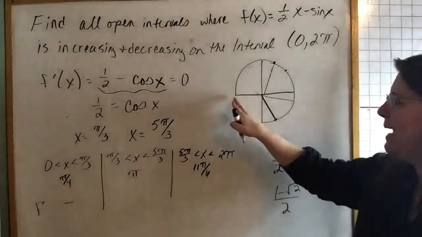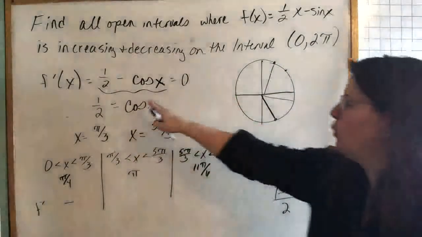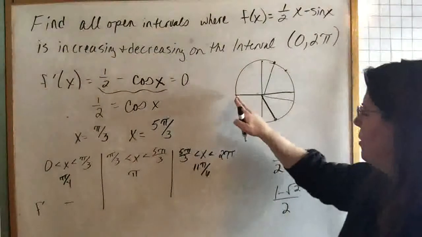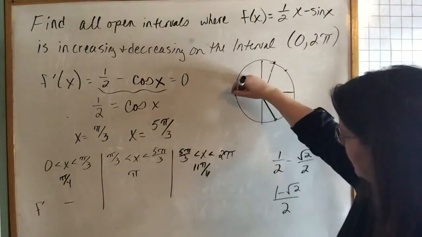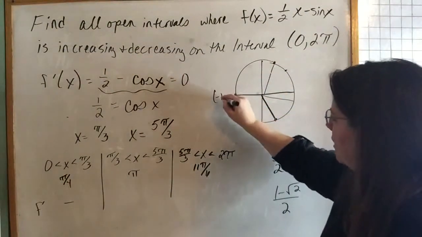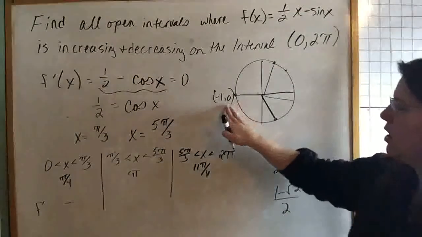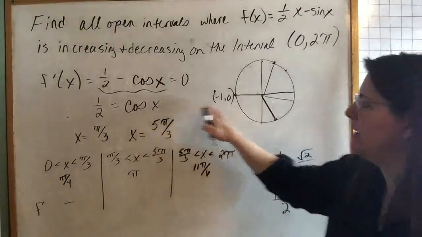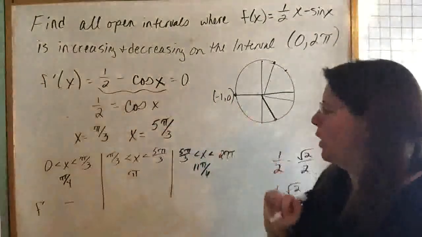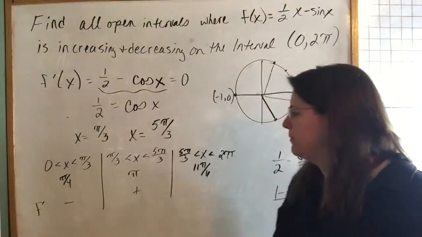When we plug pi into the function, we would have 1/2 minus cosine of pi. Well, cosine at pi, that ordered pair is -1, 0. So cosine at pi would be -1. So we have 1/2 minus -1, which would be a positive.